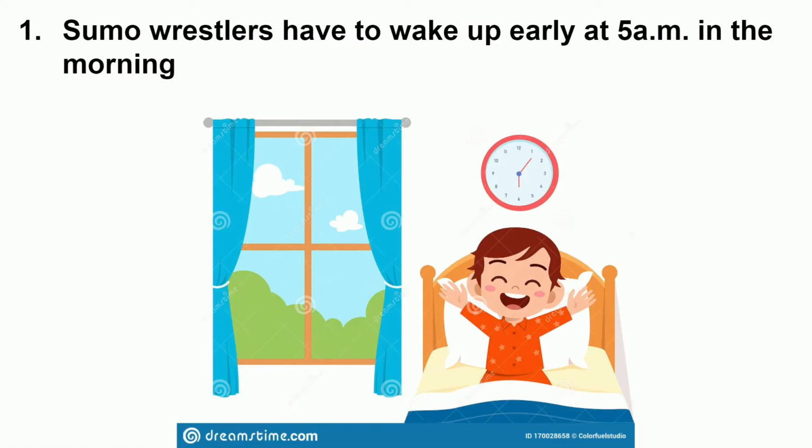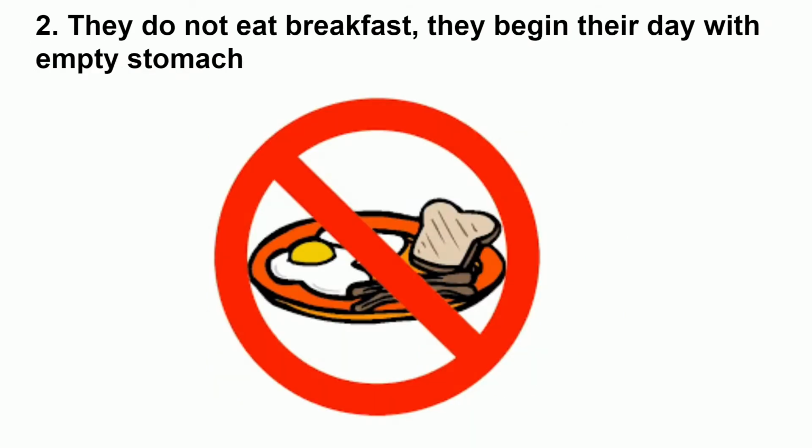Okay, so what does a typical day of a sumo wrestler look like? First, sumo wrestlers have to wake up early at 5 a.m. in the morning. They wake up so early in the morning. What for? What do they do? Do you wake up so early in the morning? Do you like to wake up so early in the morning? After they wake up early, they do not eat breakfast. They begin their day with an empty stomach. Can you proceed with your day on an empty stomach without eating anything?